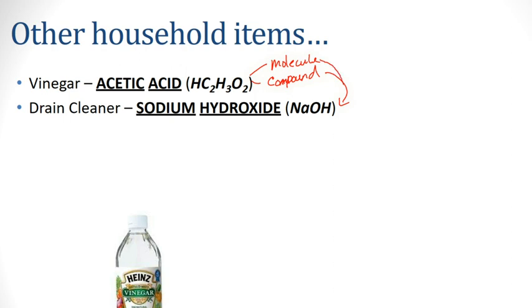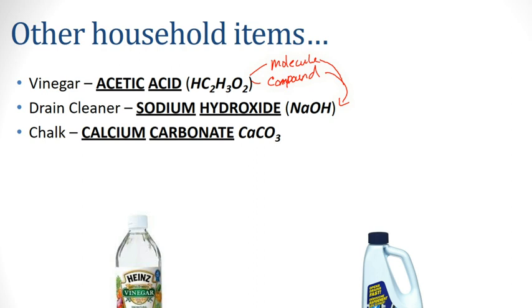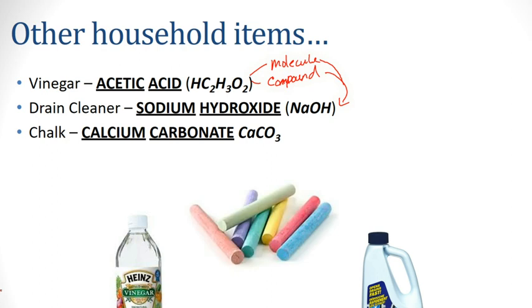Even though it's made of different types of elements, it's still a pure substance. It's one type of matter, just NaOH. Chalk. We don't use chalk very much anymore, but if we did, it'd be calcium carbonate. What elements make up chalk? What do we got there? Calcium, carbon, and oxygen. So there's chalk.